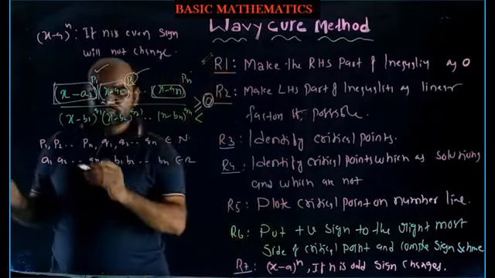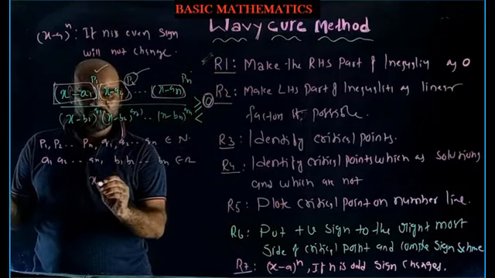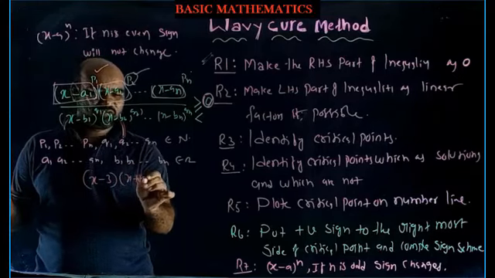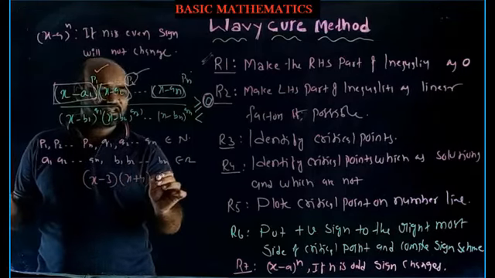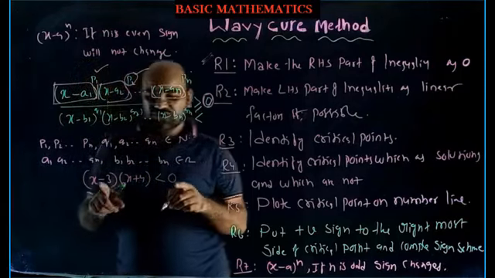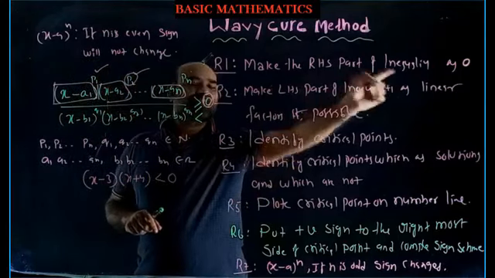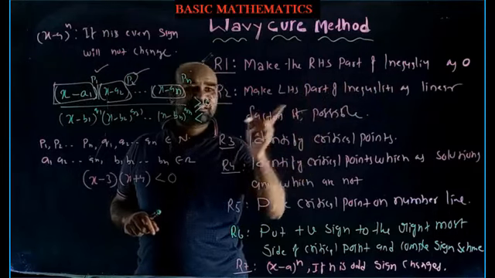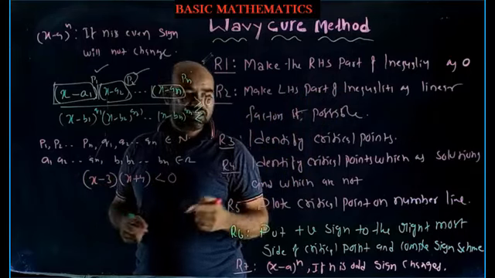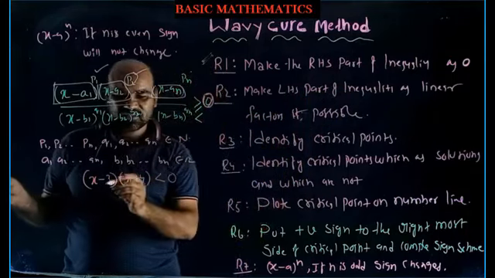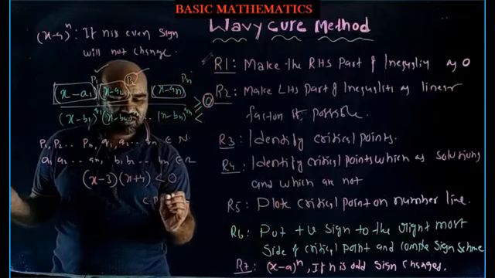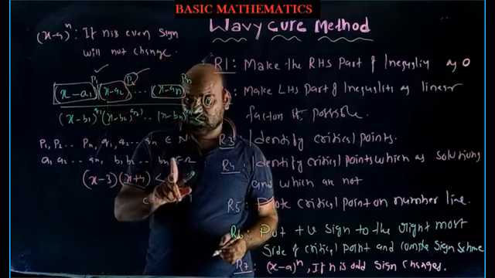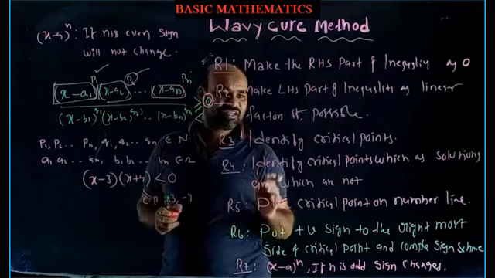For example, I want to take a simple problem: (x minus 3) into (x plus 4) is lesser than 0. So this is standard form. The RHS part of the inequality is 0. The LHS part is already in linear factors. Identify the critical points. Here the critical points are 3 and minus 4. Understood? Okay, 3 and minus 4.